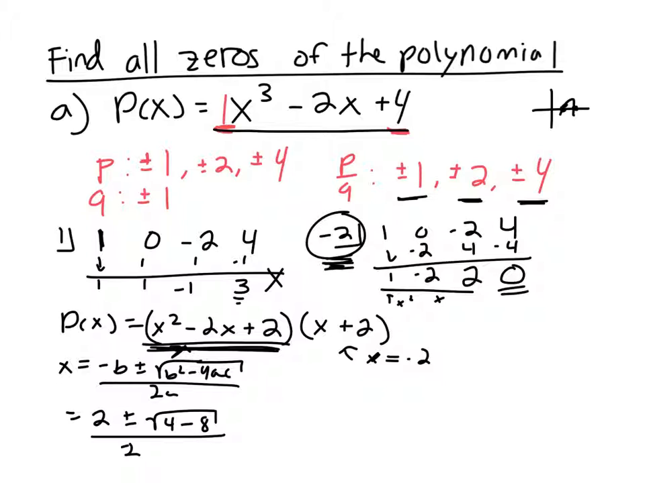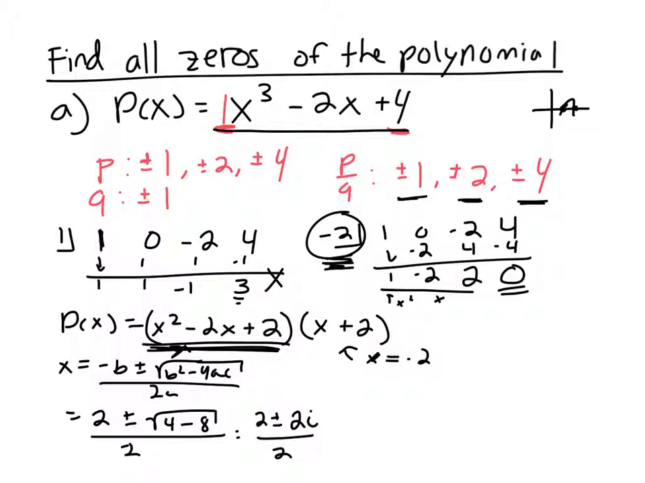Okay, so this is 2 plus or minus the square root of negative 4, over 2. Now, the square root of negative 4 is what? So that would be the square root of 4 times the square root of negative 1. So that would be 2i. Okay? So the square root of negative 4 is the square root of 4 times the square root of negative 1, so that's 2i. Alright?